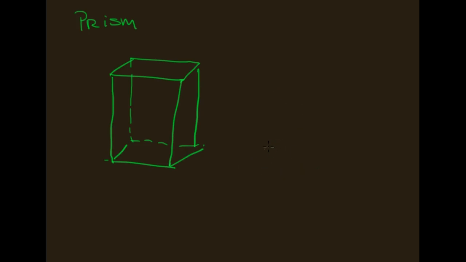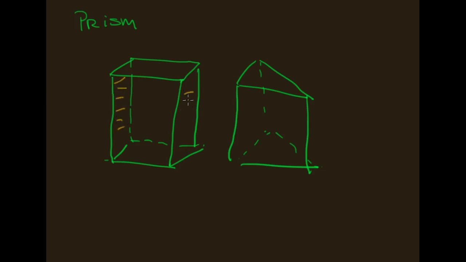I could make a prism where I have two triangles as its base, right? So any way that we do this, the first thing I want to talk about is what's called its lateral area. Okay, so the lateral area is the area of the side, this side, the back, and the front. So it's not including the top and not including the bottom.